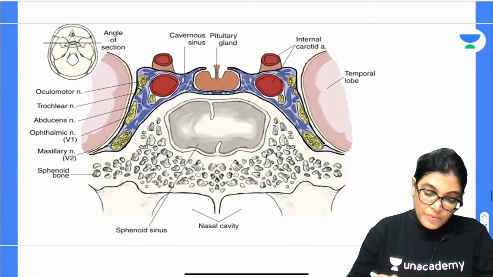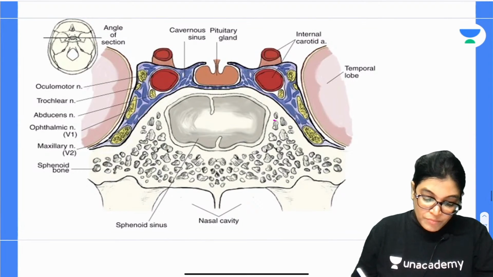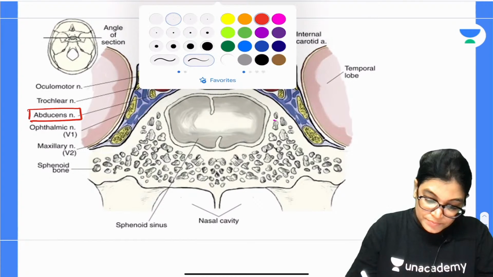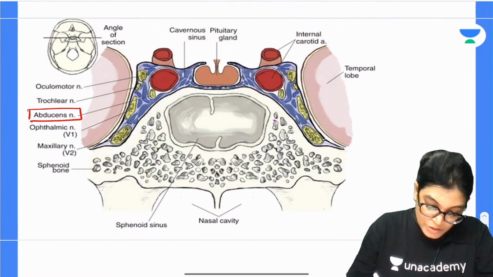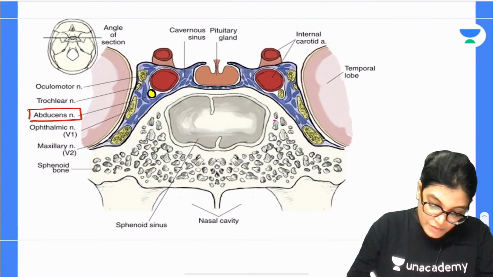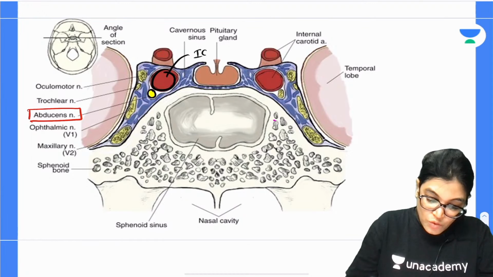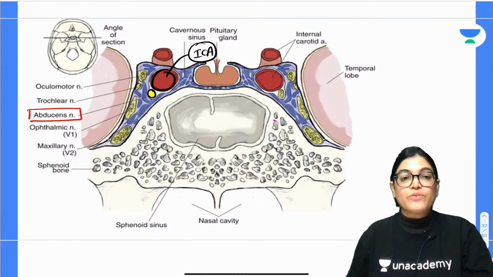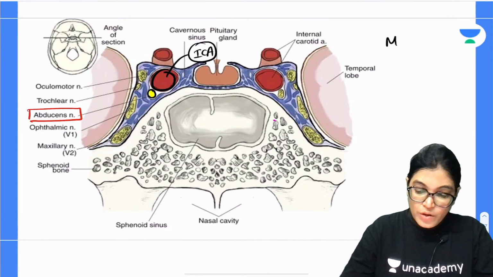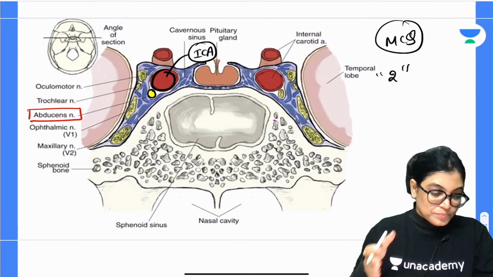So see here, if I talk about the nerves located in the lateral wall. Here we have the abducent nerve. So this is the abducent nerve, and this is the internal carotid artery, the ICA. So internal carotid artery and abducent nerve are passing through and through the cavernous sinus. Very important for MCQ. Two structures which are passing through and through.